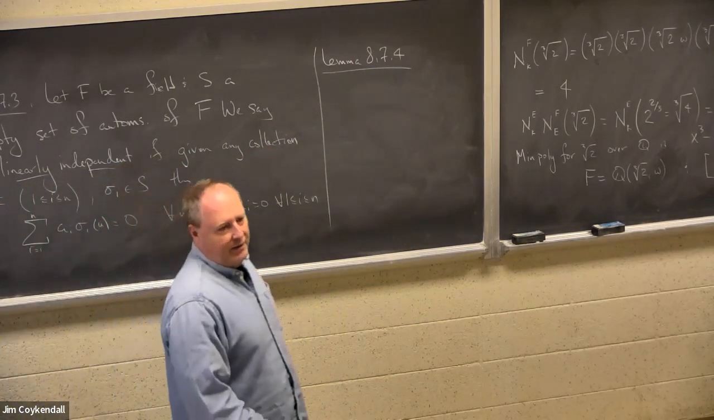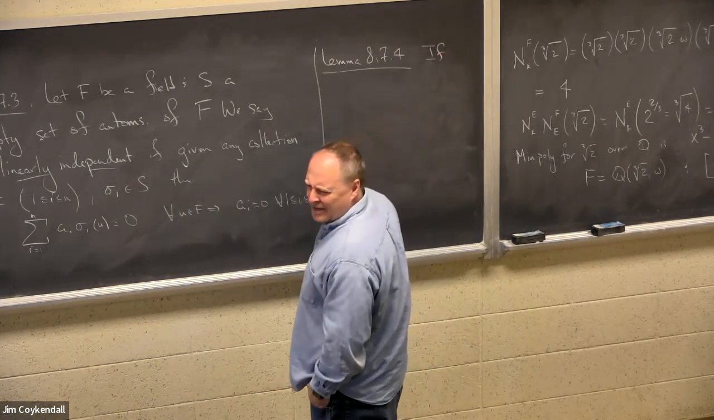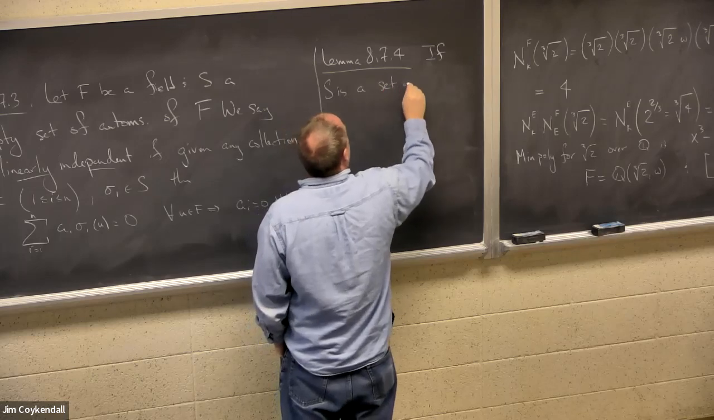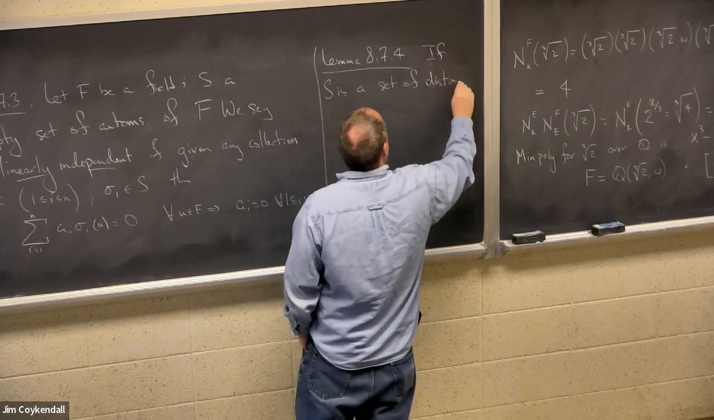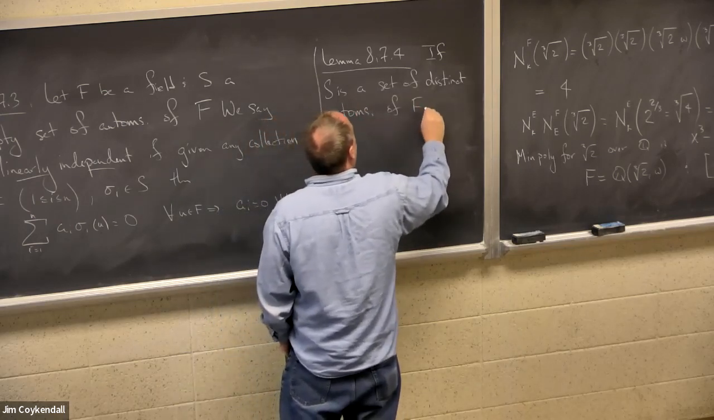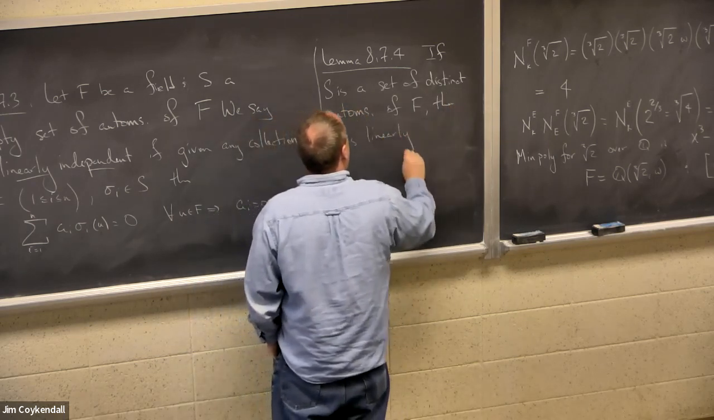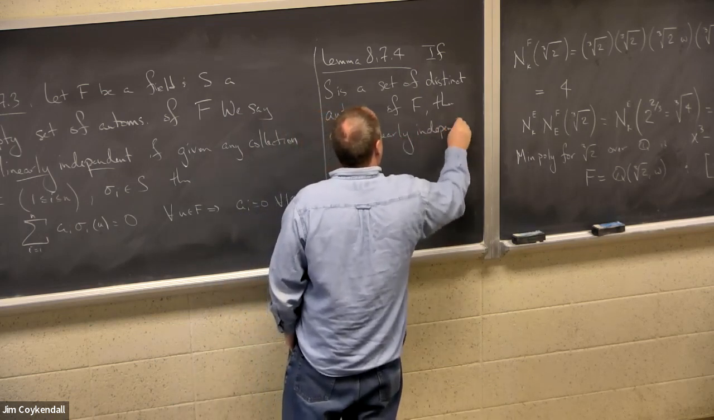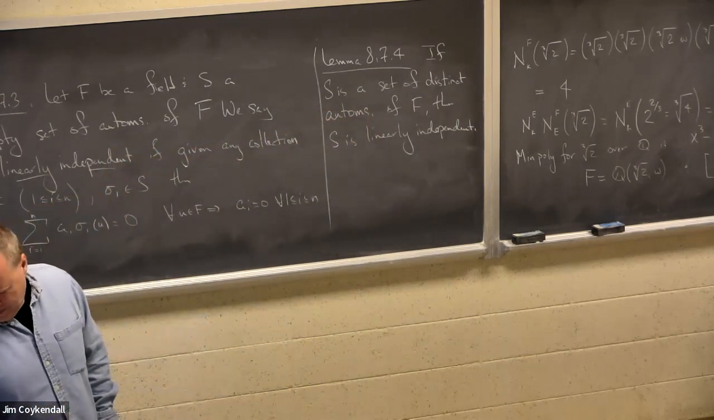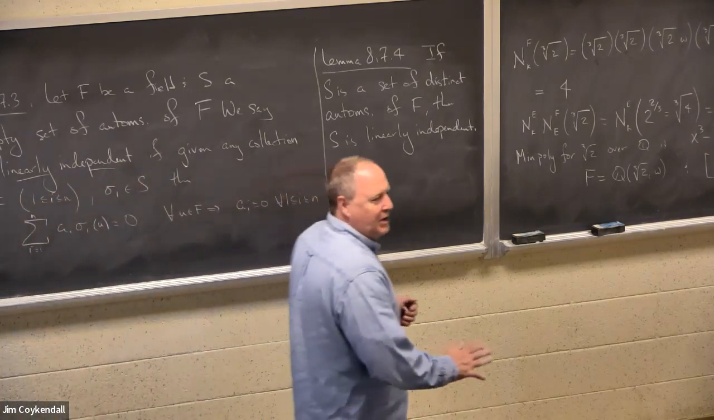Basically, if you have any distinct set of automorphisms, it's linearly independent. Lemma: if S is a set of distinct automorphisms, then S is linearly independent. Okay, so let's go through a proof of this. This is really kind of pretty. I love this proof.